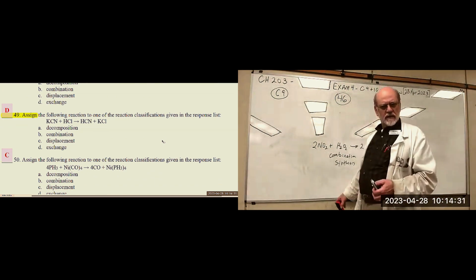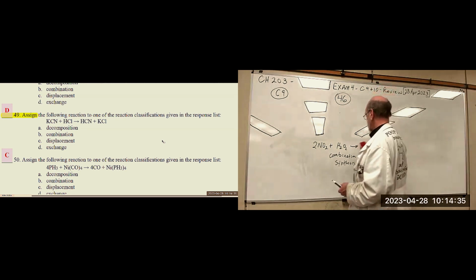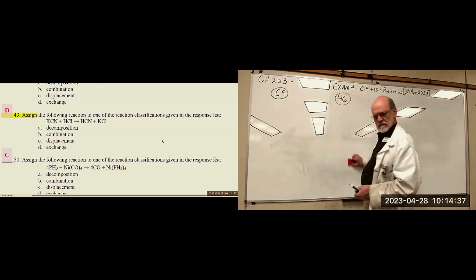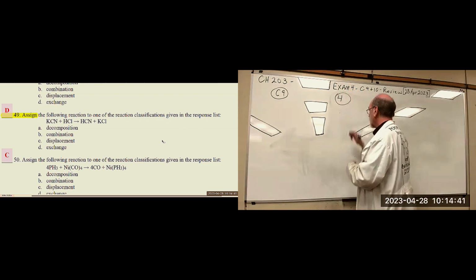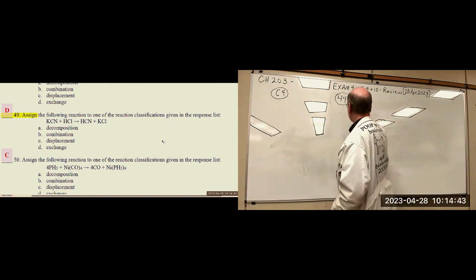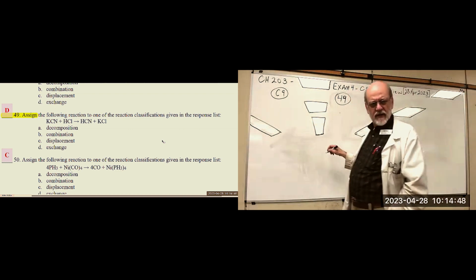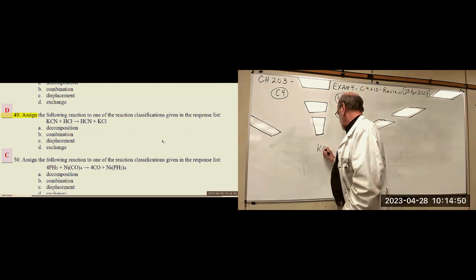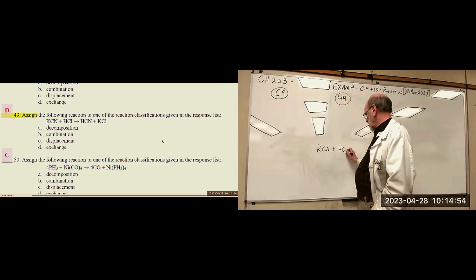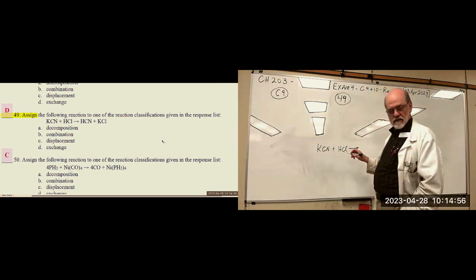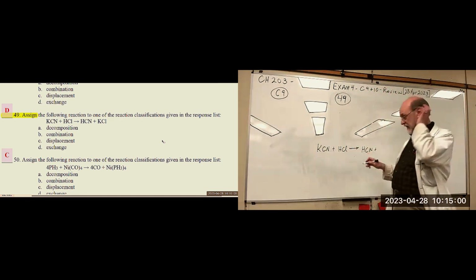Oh, we got another one. Assign the following reaction to one of the classifications. All right. 49. So we have potassium cyanide, hydrogen chloride, hydrogen cyanide, and potassium chloride.